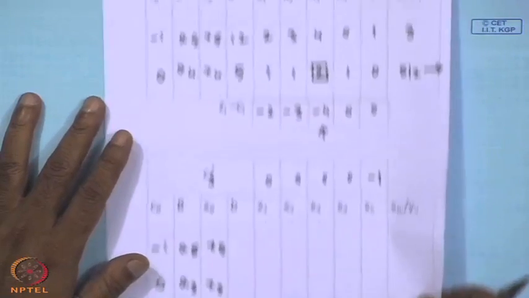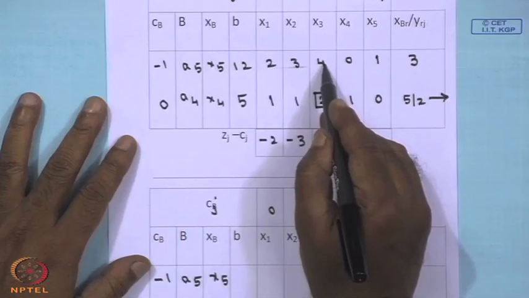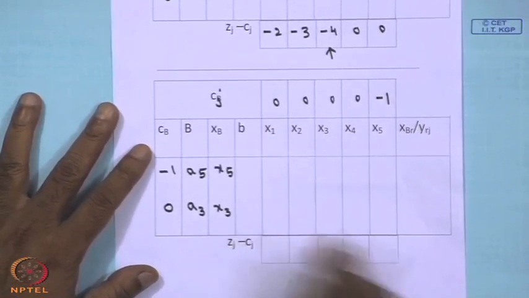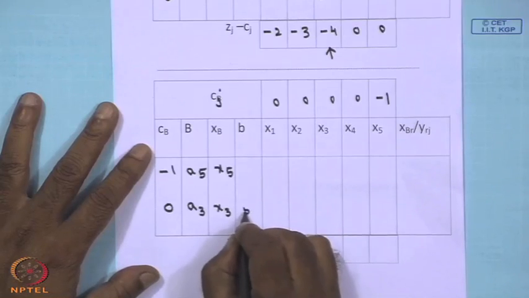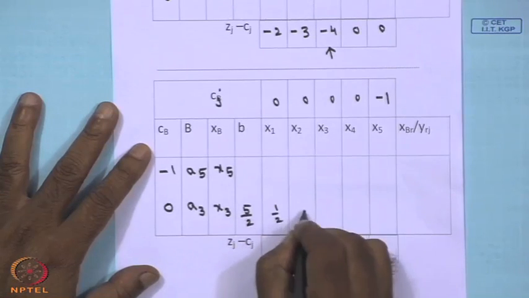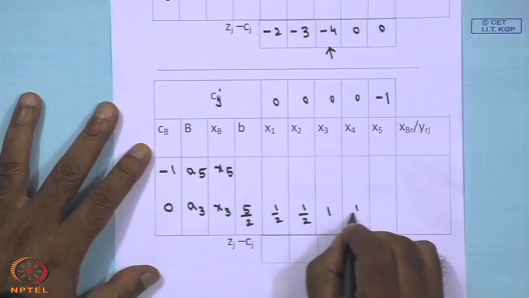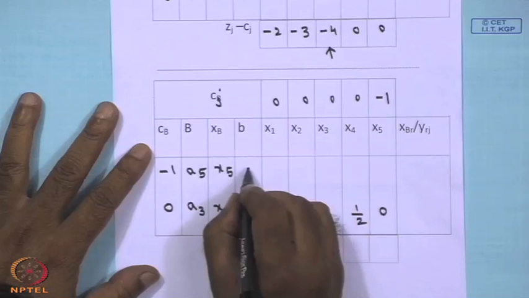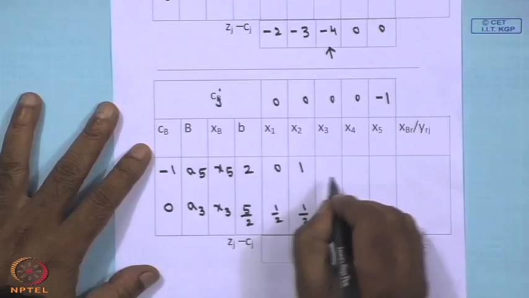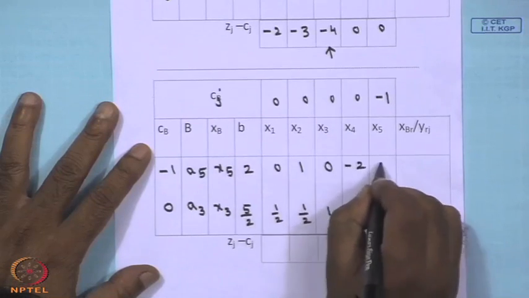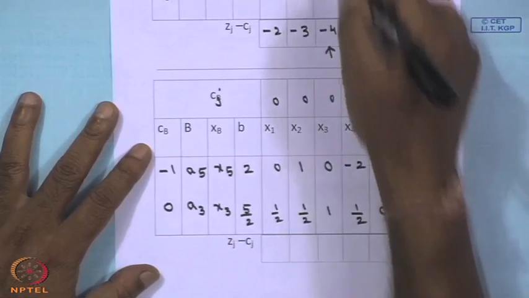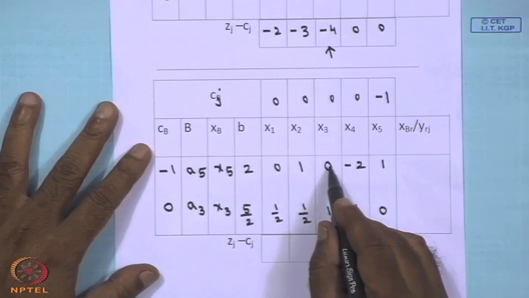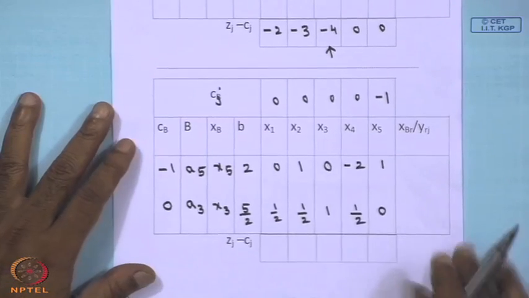So, I have to make this value as 1 and this value as 0. So, directly I am writing the data, because this is simple calculations, you will obtain this. So, it will be 5 by 2, half, half, 1, half, 0 and the next one will be 2, 0, 1, 0, minus 2 and 1. So, corresponding to x3 we have made this pivot element as 1 and the other one corresponding to the next row as 0. So, we have done this.